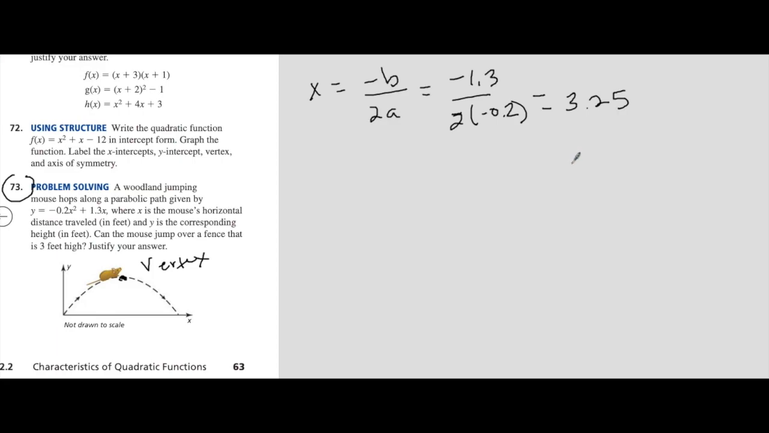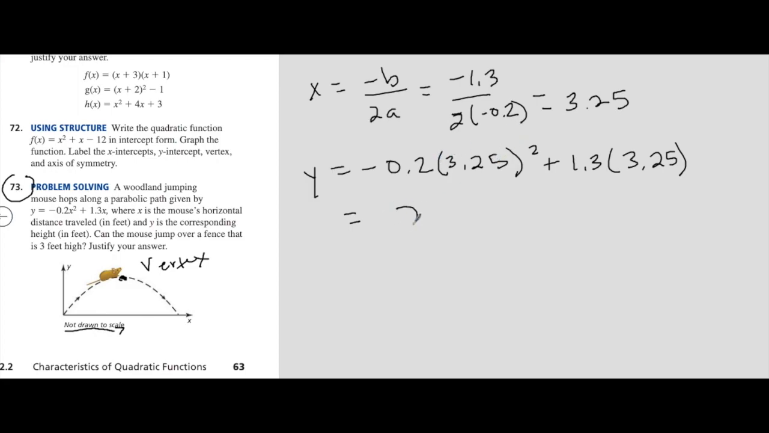Okay, now let's see, that's the x going this way. Now let's see how high it goes. In order to find out how high it goes, we have to plug it into this. So we found y equals negative 0.2 times 3.25 quantity squared plus 1.3 times 3.25. Plug that into a calculator. Make sure you follow order of operations. If you plug that in, you're going to find out that y is 2.1125.